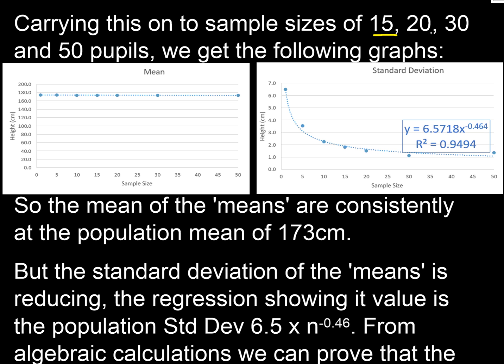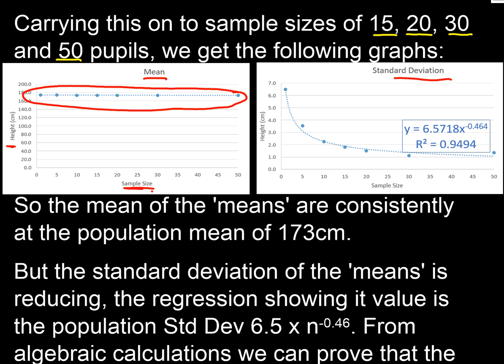If we're now going up to 15, 20, 30 and 50 students in each sample. And what I've done here is graph the results. So if we look at the mean first, with the sample size on the bottom and the heights on the vertical, then what we're seeing here is a very straight line, isn't it? Pretty well all the means here are 173. It doesn't vary with sample size at all.